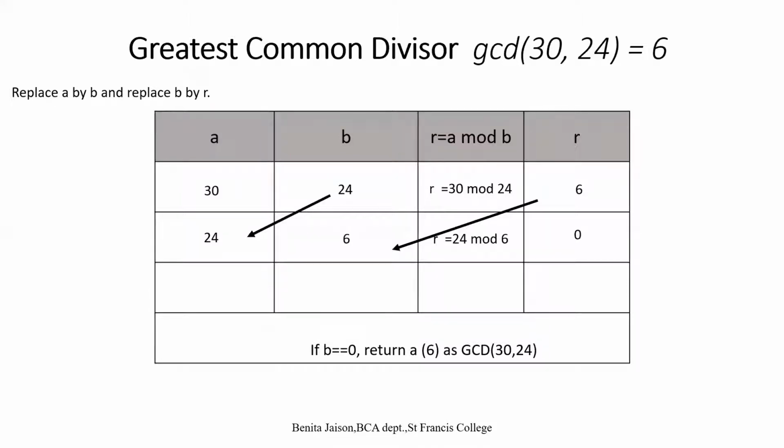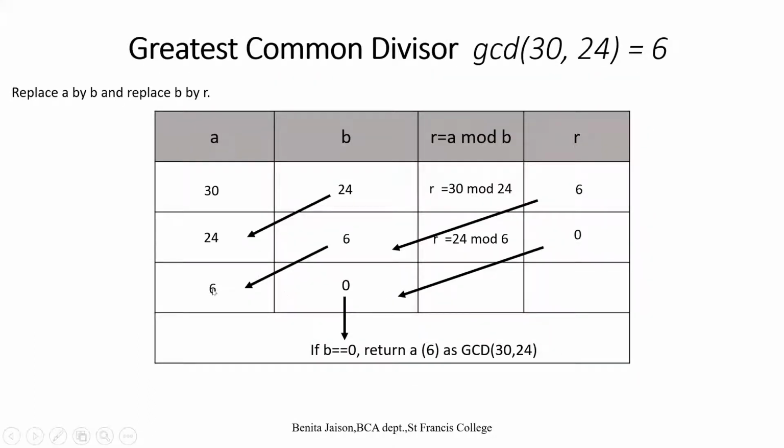In the next step, we are again following the same thing. Replace A by B and replace B by R. So in the next row, we are going to replace the A value by the value of B in the previous step. And for the B value, we are taking the value of R in the previous step, right? So we now got A as 6 and B as 0.